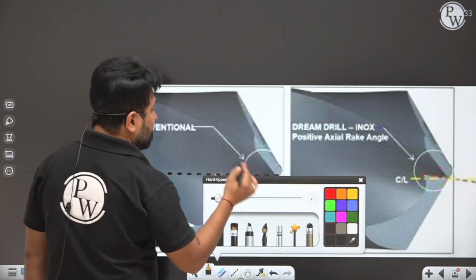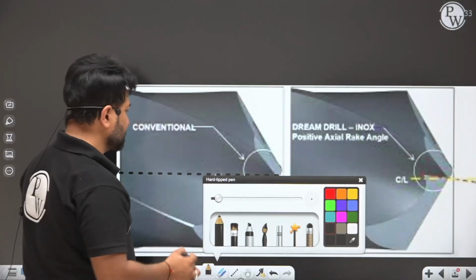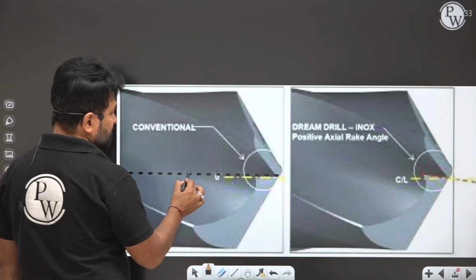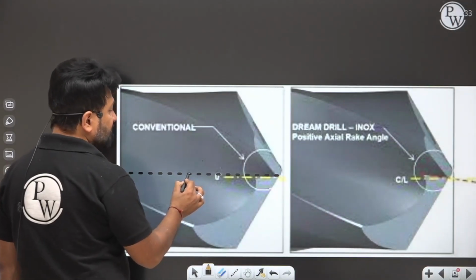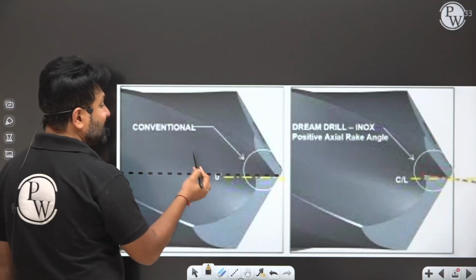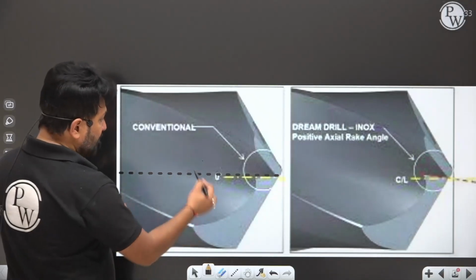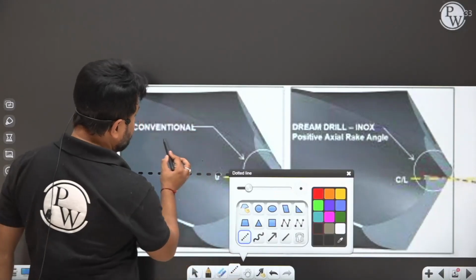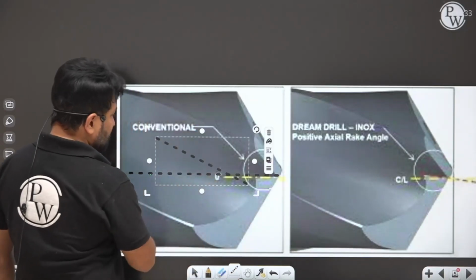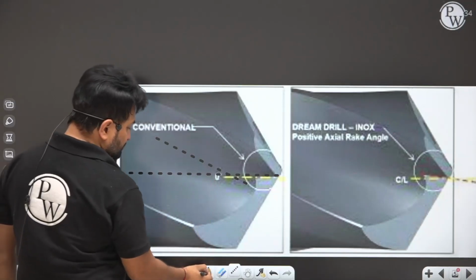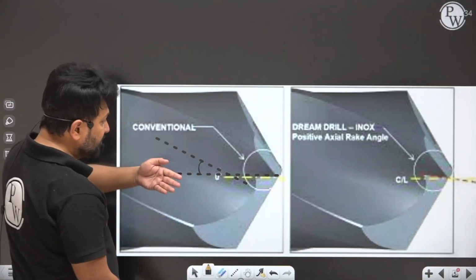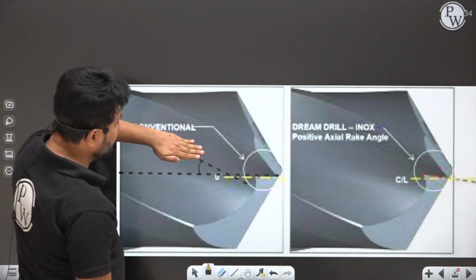So here basically I'm talking about the axial rake angle. The surface of the helical flute starts from the axis of the drill. So here the axial rake angle is 0. Now when you go somewhere else, whatever angle the flute makes is known as the axial rake angle. Now this axial rake angle varies.